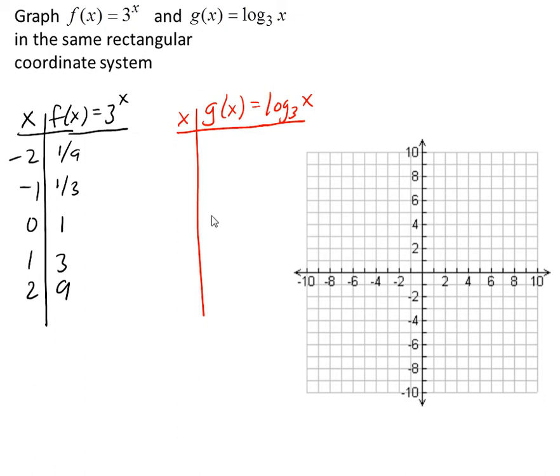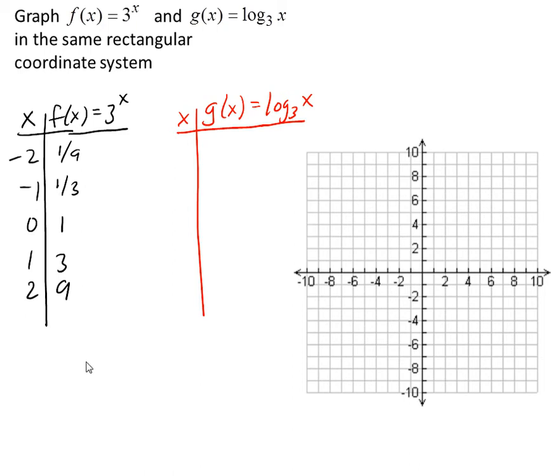Here we're going to graph each of these two functions in the same rectangular coordinate system. One thing that we want to notice in this problem is that these functions are inverses of each other. In fact, that's how logarithms are defined. They're defined to be the inverses of exponential functions. In particular, the function log base 3 of x is the inverse of the exponential function 3 to the x.